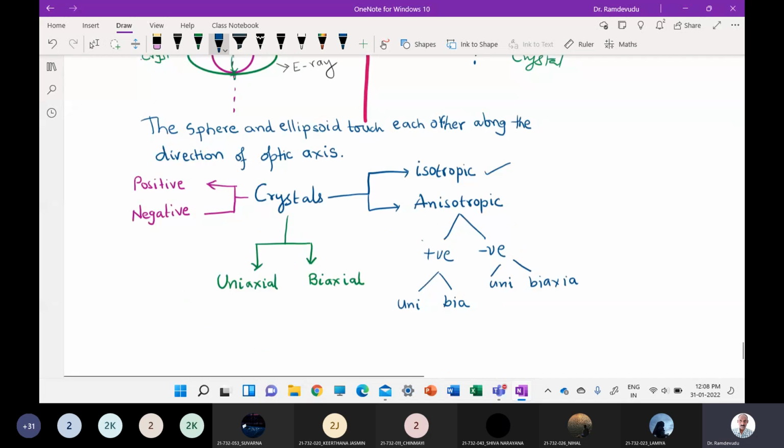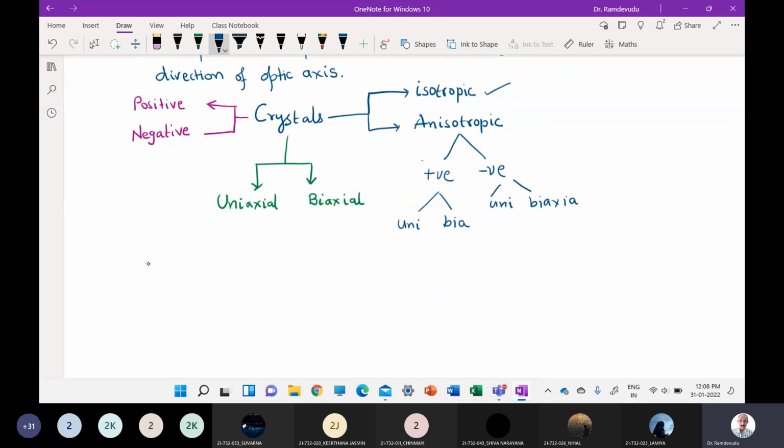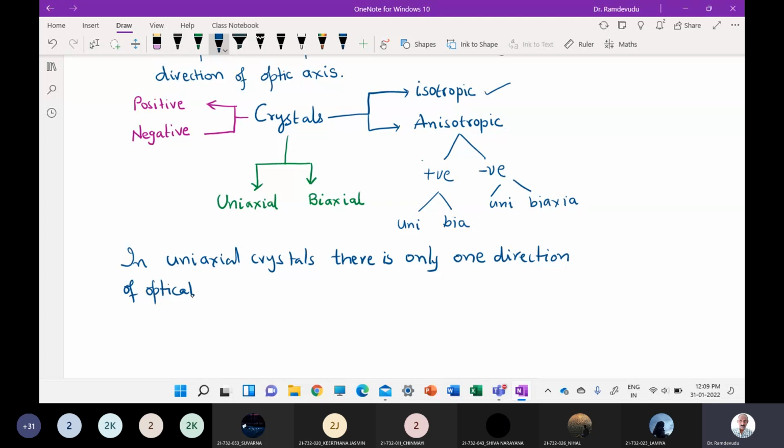For uniaxial crystals there is only one optic axis, or one direction of optic axis. Uni means one, so in uniaxial crystals there is only one direction, because we don't say the optic axis is a line, we call it a direction. Along that optic axis the E ray and O ray move with the same velocity. That's why we call it uniaxial.